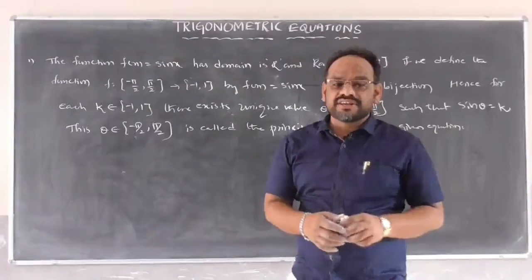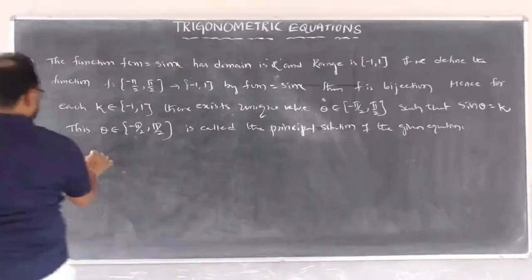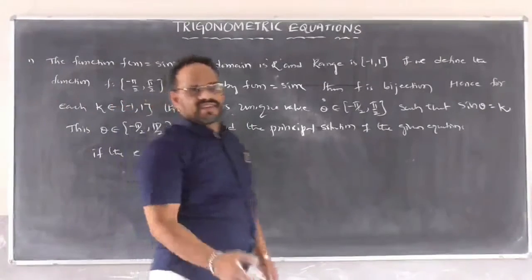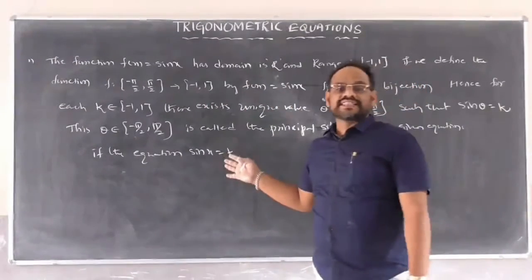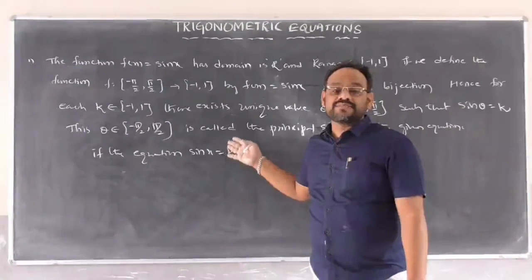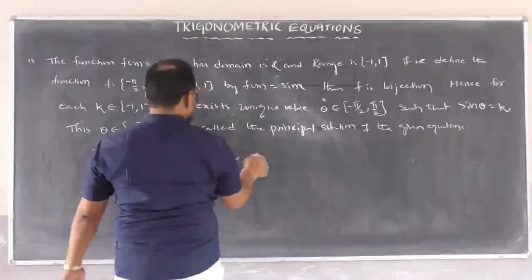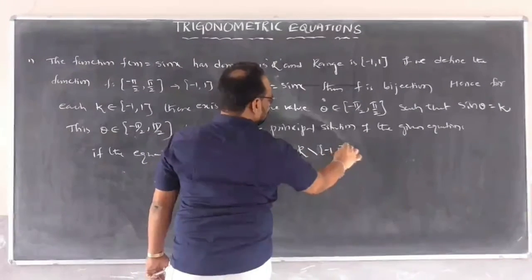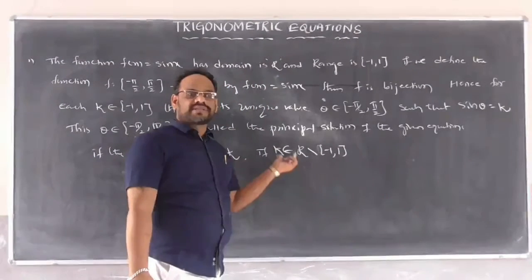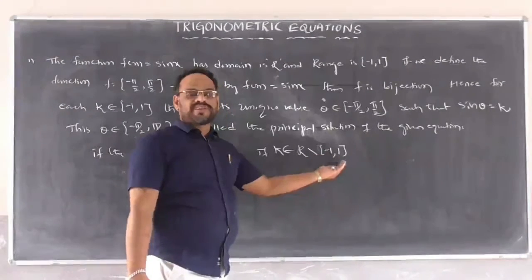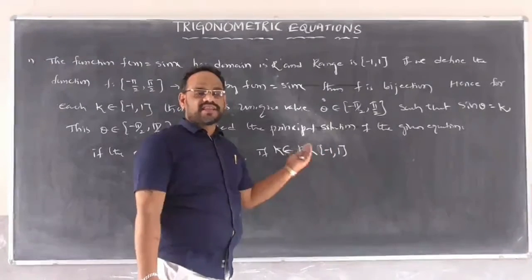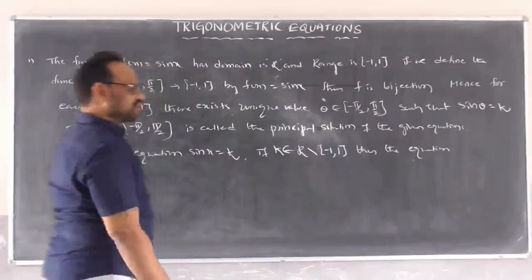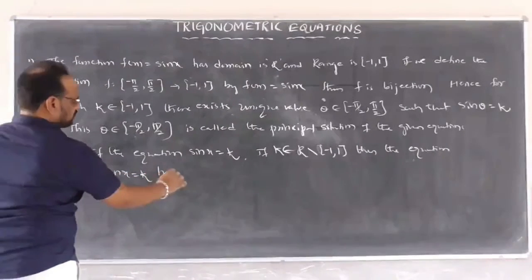If the equation sin x equals k, where k belongs to all the real numbers except the closed interval [-1, +1], that is, k belongs to all real numbers except [-1, +1], then the equation sin x equals k has no solution.